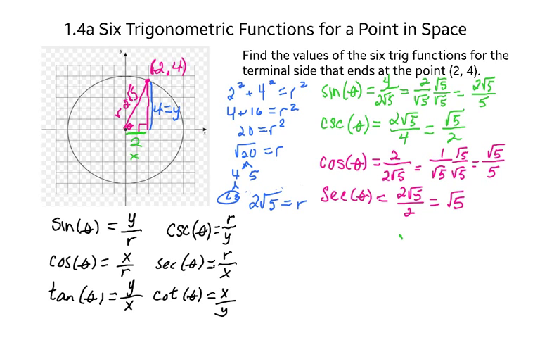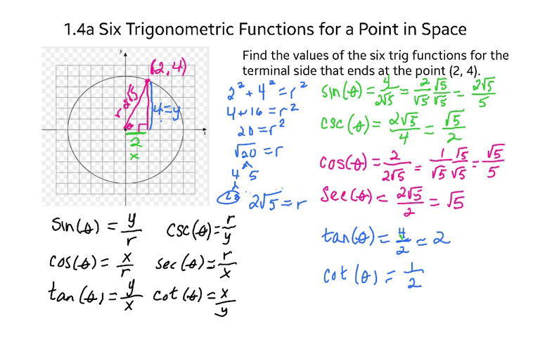Our last pair is tangent and cotangent. So the tangent of the angle is equal to the y divided by the x. The y value here is the 4, so I get 4 divided by, the x value is 2, and that again reduces. So the tangent of this angle is 2. The cotangent, which is its reciprocal, would end up just being 1 over 2. And those are the values of the 6 trig functions given a point in space.